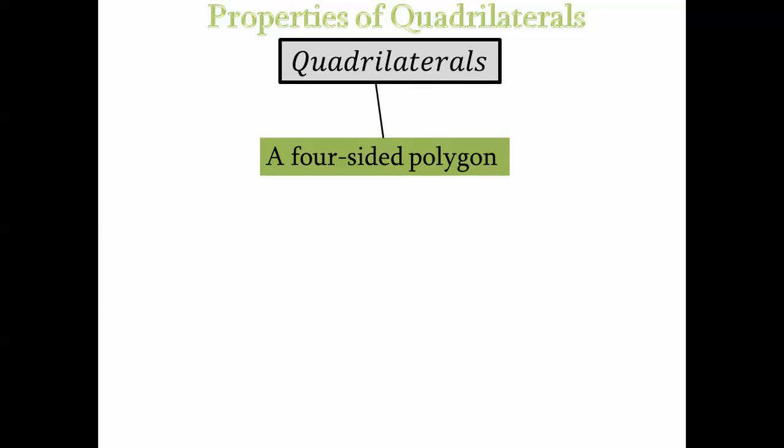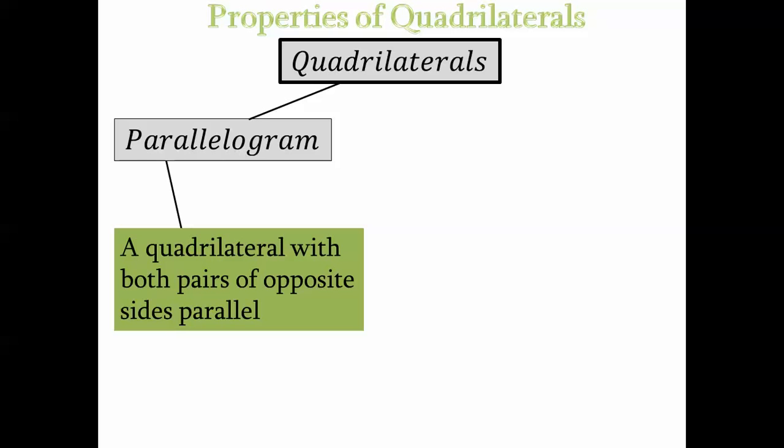A quadrilateral by itself is nothing really all that special. It's just a four-sided polygon that's enclosed. It doesn't have any curves or anything. And there are lots of different types of quadrilaterals. Some of them are special, some of them aren't so special. Alright, the most special kind of quadrilateral is a parallelogram. A parallelogram is a quadrilateral with both pairs of opposite sides that are parallel.